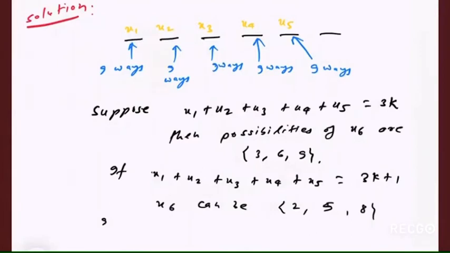And again, one more case is possible: if the sum of the first five digits, that is x1 plus x2 plus x3 plus x4 plus x5, is equal to 3k plus 2, then the possible values of the last digit, that is the sixth digit, can be either 1 or 4 or 7.